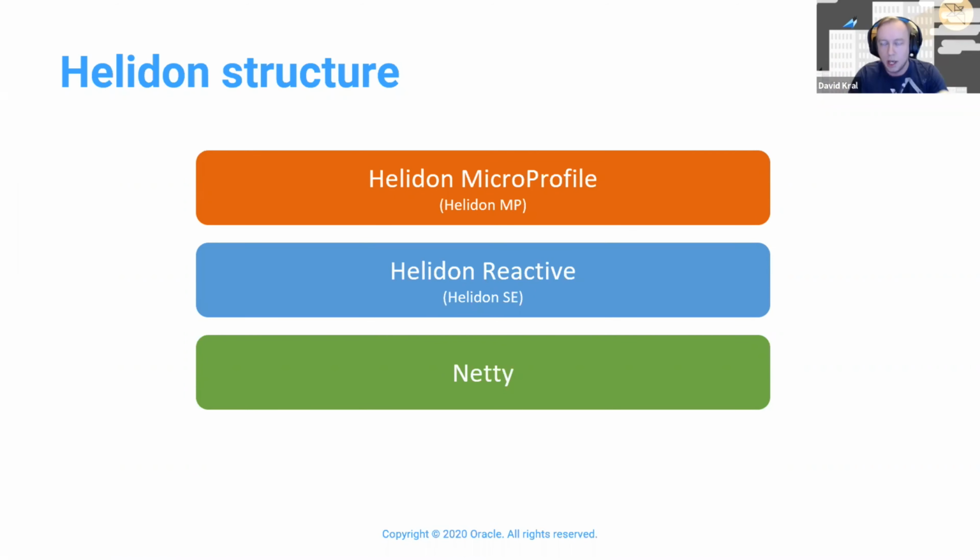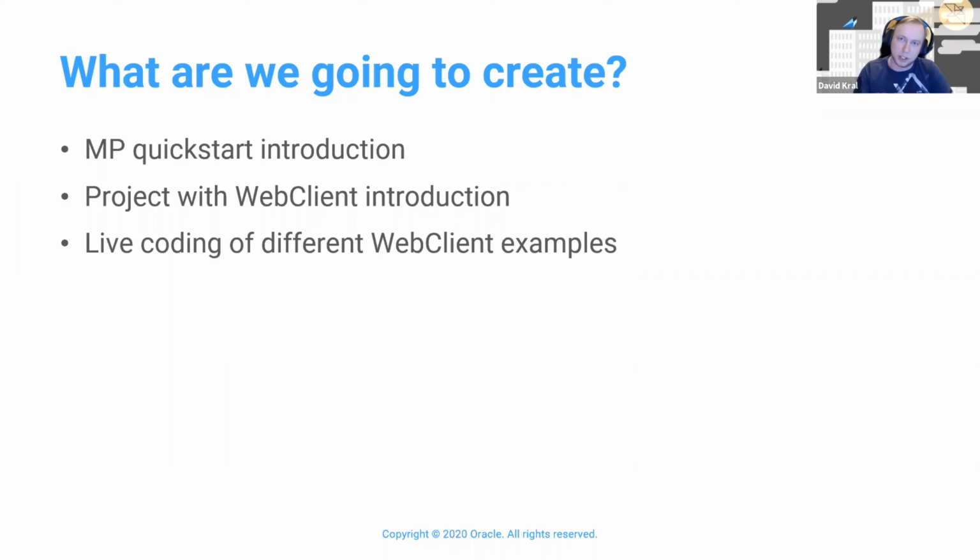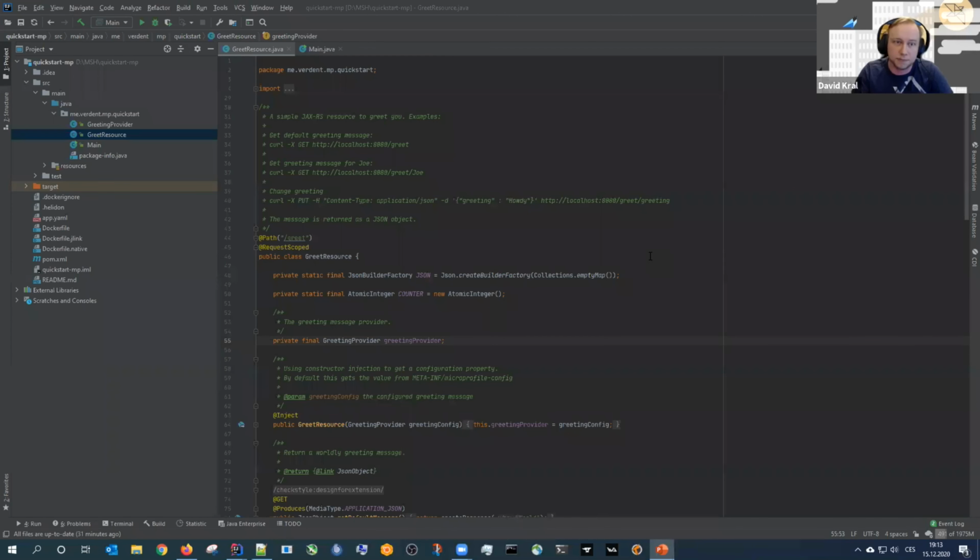All right, so I guess that was enough talking and theory, and now let's take a look into the MP Quick Start itself. All right, so now you should see on your screens a JSON resource, which is called grid resource. This project itself is that mentioned MP Quick Start project.